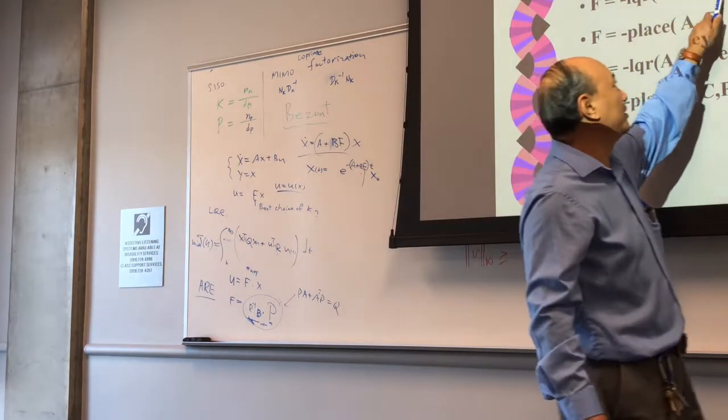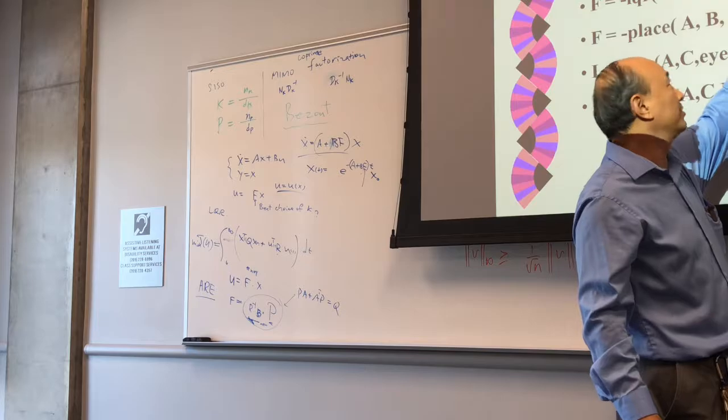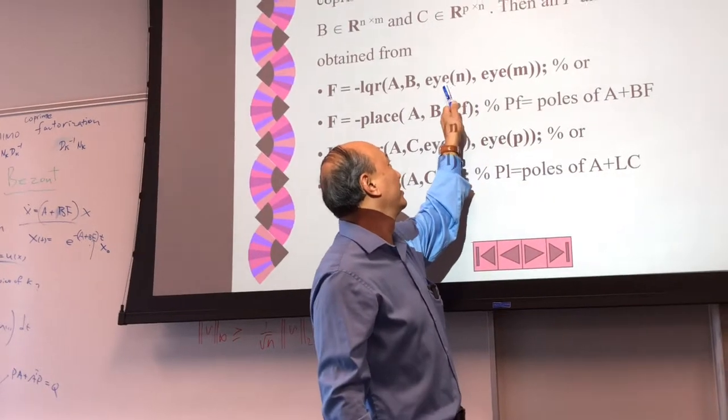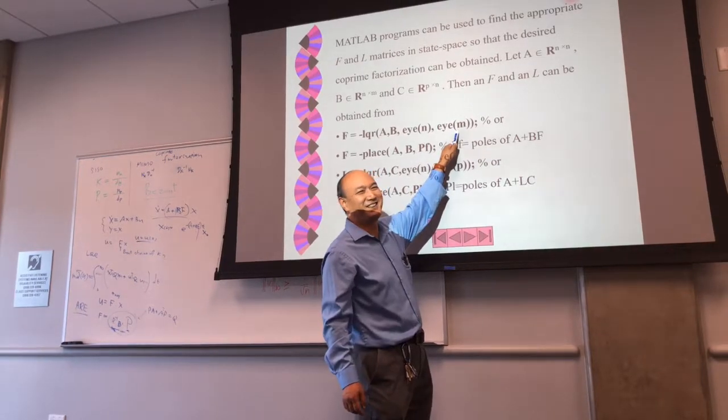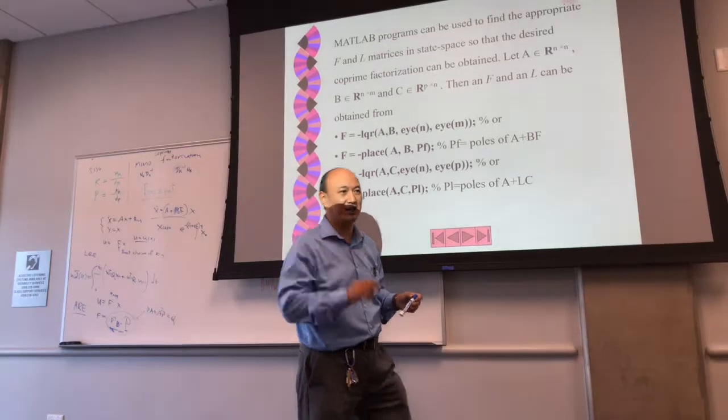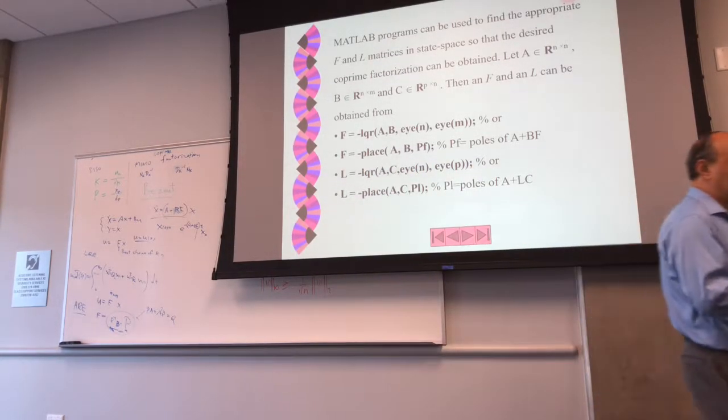So I think this is Q, this is R. This is Q, this is R. Okay, this is R, the weighting. Okay, so if you have no idea, you just put I, the identity matrix.